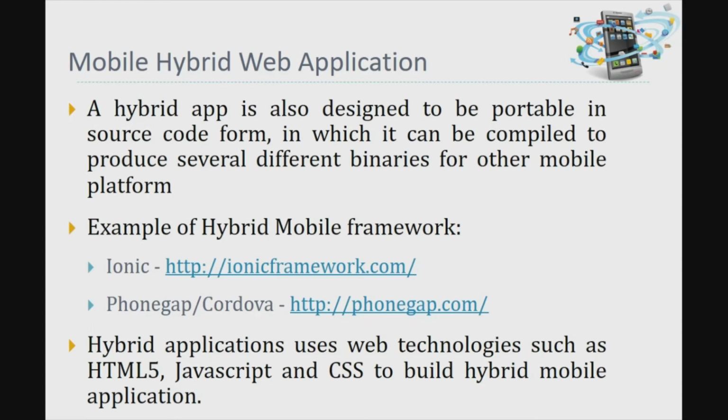A hybrid application is designed to be portable in source code form, in which it can be compiled to produce several different binaries for other mobile platforms. Examples of hybrid mobile frameworks are Ionic and Cordova or PhoneGap. Those are examples of hybrid mobile frameworks. Hybrid applications use web technologies such as HTML, JavaScript, and CSS to build the hybrid mobile application.